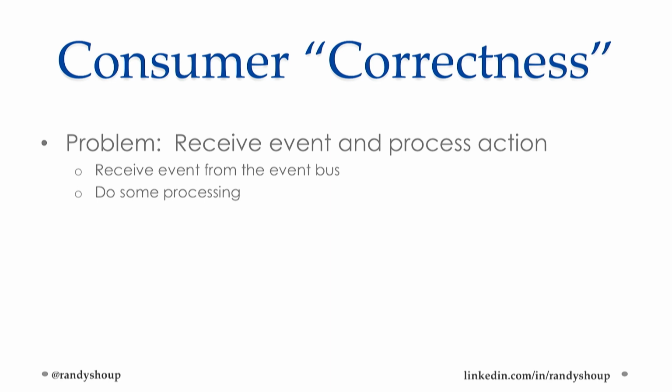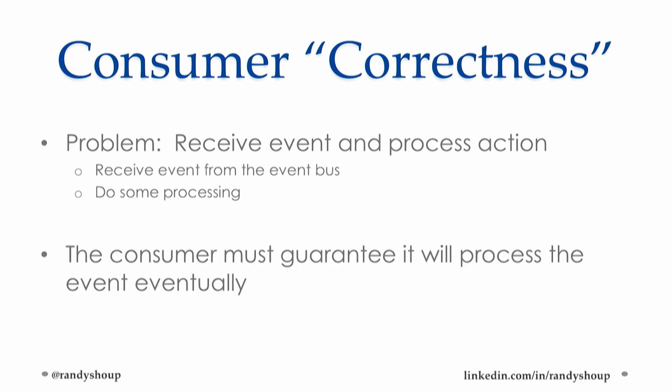Consumer correctness means that the consumer is going to receive the event and process an action. So it's going to receive the event from the event bus, it's going to do some processing, and it's going to guarantee that eventually it's going to correctly process the event. It might die, it might fail, but eventually it's going to do it.